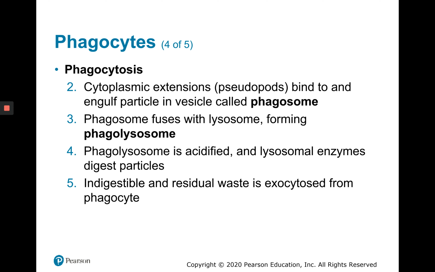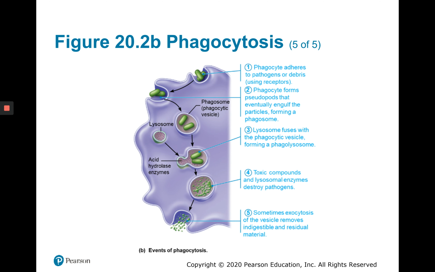Phagosomes then generally fuse with a lysosome, which contains acidic enzymes. Those acidic enzymes are then able to break down and digest the microbe. Anything left over we get rid of via exocytosis. When the phagosome and the lysosome come together, that is called a phagolysosome. And so here is that process in figure 20.2b.